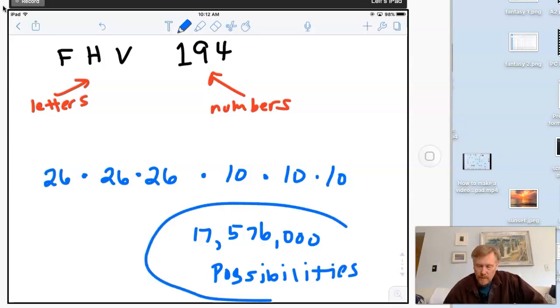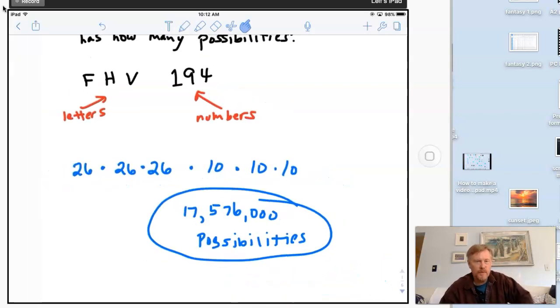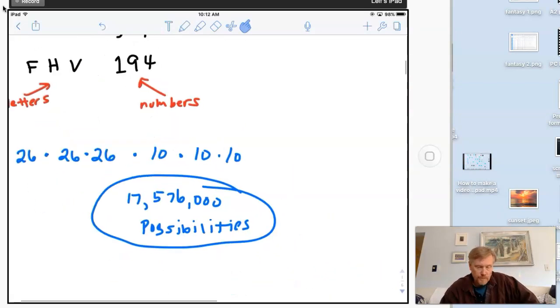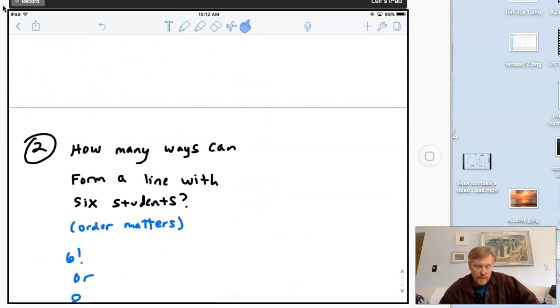And that's the answer, okay? So that's an example of using that fundamental counting principle, okay? All right, next.